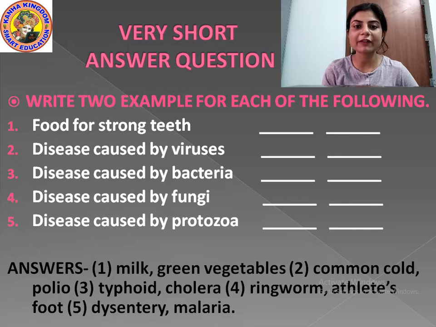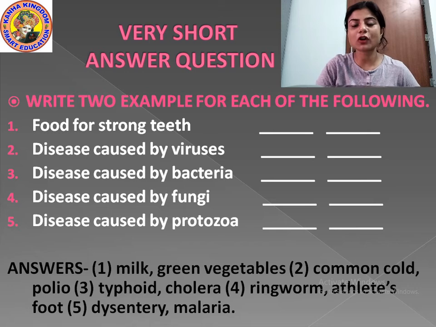Okay. Number 2, disease caused by virus. What are the diseases caused by virus? That is common cold and polio. Okay, C-O-M-M-O-N, common cold, C-O-L-D, cold, and polio, P-O-L-I-O, polio. Then number 3, disease caused by bacteria. What are the diseases caused by bacteria? That is typhoid and cholera. T-Y-P-H-O-I-D, typhoid, and C-H-O-L-E-R-A, cholera.